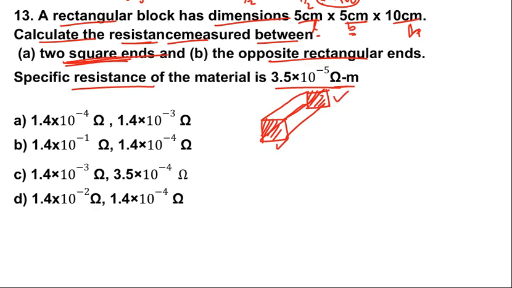resistance. So you know the formula, the resistance equals rho L by A, the resistivity of the material into length by area of that conductor. Okay, R equal to rho L by A. So here how much is given? Rho 3.5 is given. So 3.5 into 10 power minus 5 into the length between these two square ends. What is the length given? Length you can see, which one is more? 10 centimeters. So this becomes the length we can say.